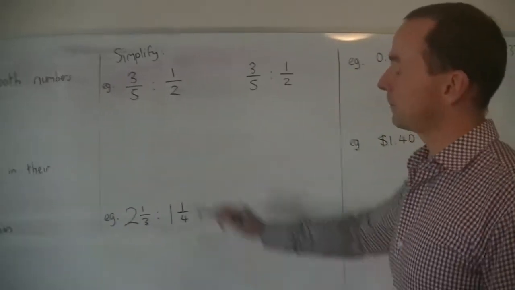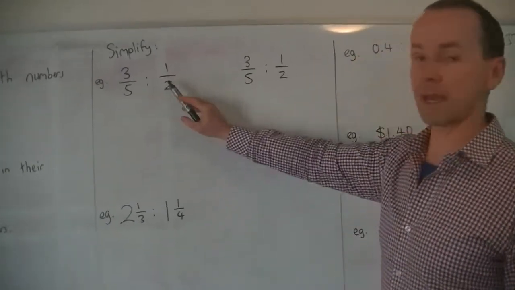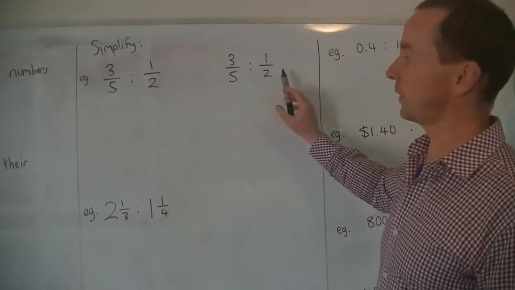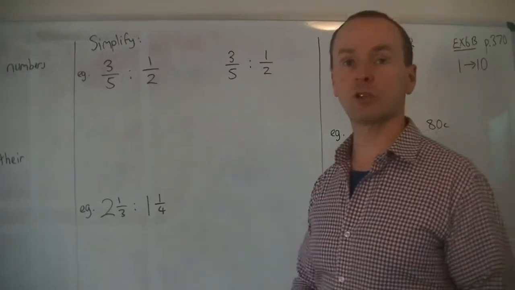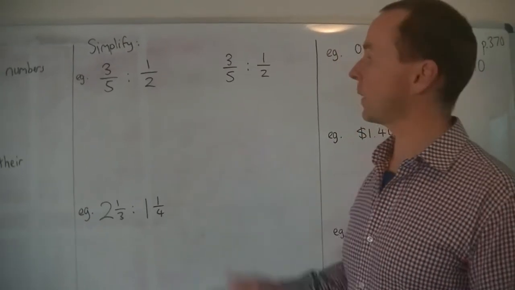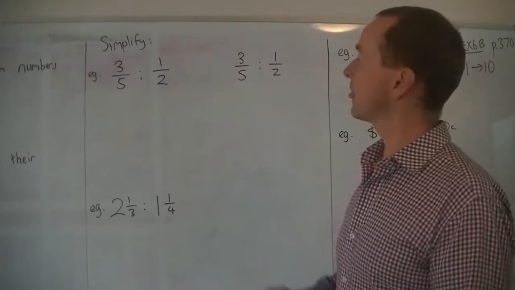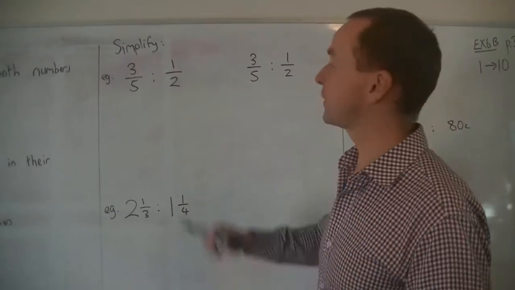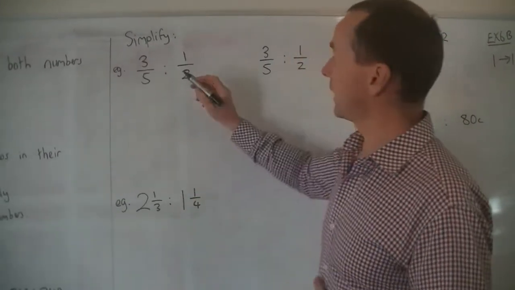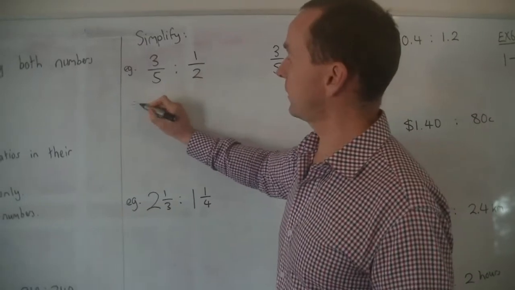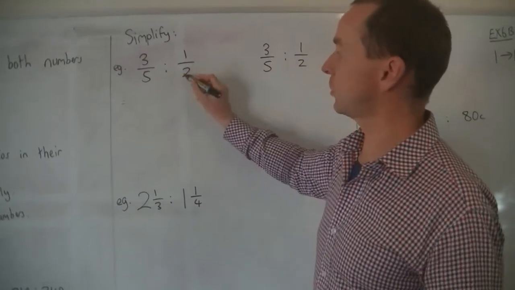Now, the first one. You notice this fraction ratio, I've written it down twice, because I'm going to show you two different methods to do it. I'll show you the way the textbook explains it first. I like my way, personally, but you do it whichever way you want. According to the textbook, you need to find the lowest common denominator.